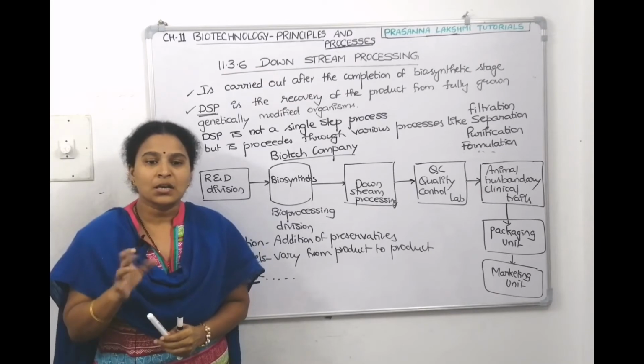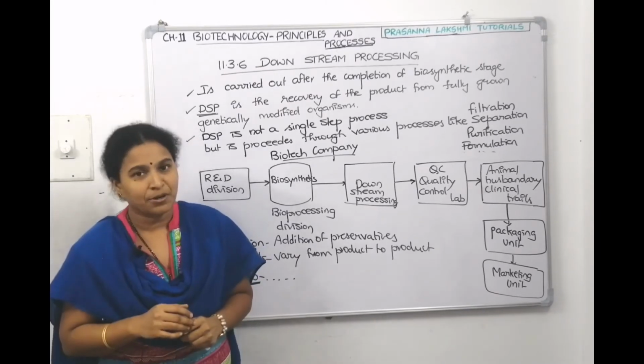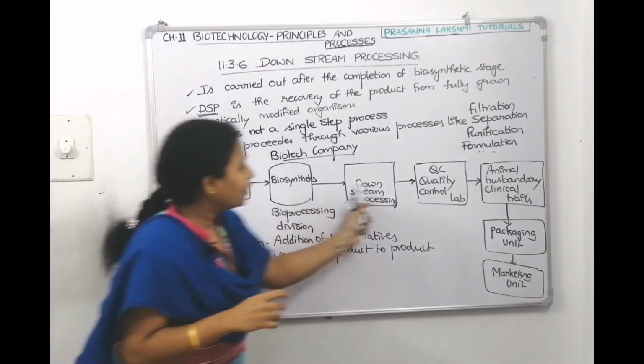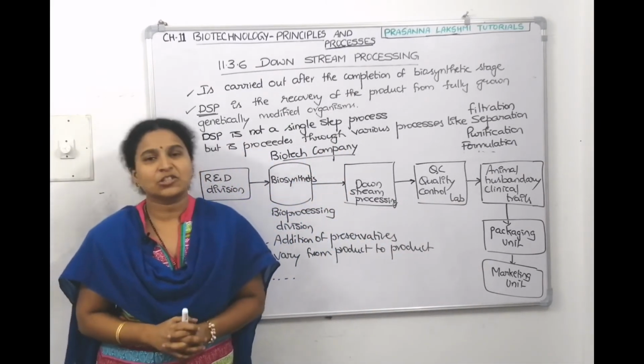In downstream processing, quality control plays an important role, clinical trials play an important role, and this is the order of downstream processing. So children, with this we finished the chapter.